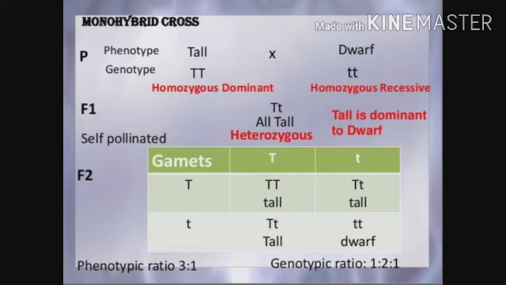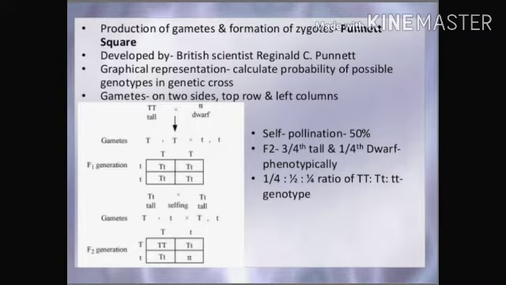Why? Because tall is dominant to the dwarf. And after the F2 generation, you can see the phenotypic ratio is 3:1, because capital T is showing dominance to the small t. That's why 3 are tall and 1 is dwarf. And in the genotypic ratio, you can see 1:2:1.